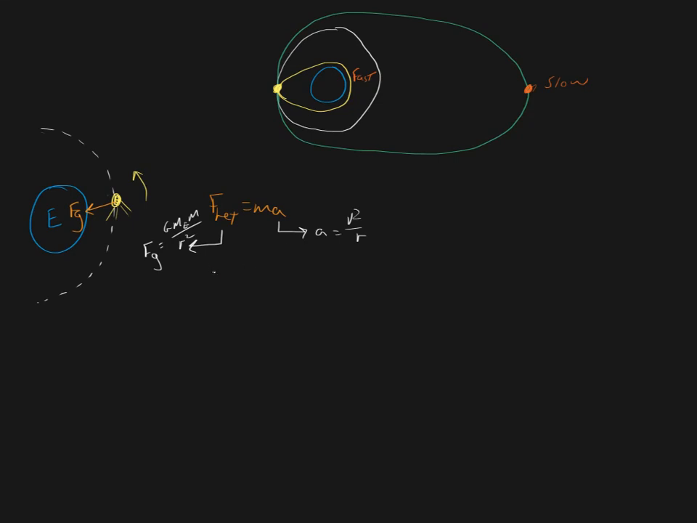And so we write G, mass of the Earth, mass of the satellite over r squared is equal to the mass of the satellite times v squared over r. Now remember that r is going to be the distance from the center of the Earth out to the orbit. So that's going to be r. Now you should notice that the mass of the satellite cancels out, and so does one of the r's.